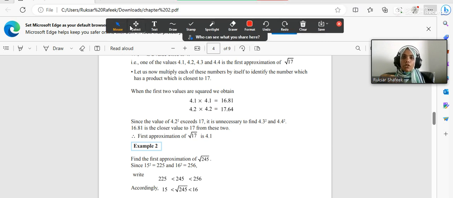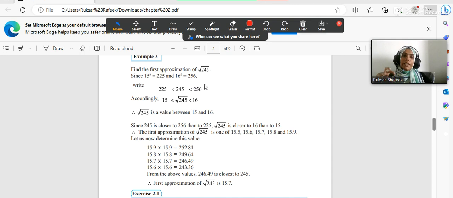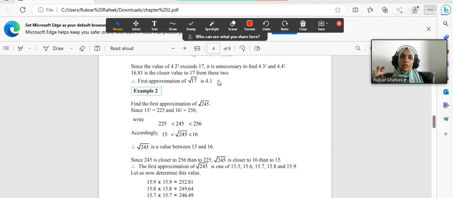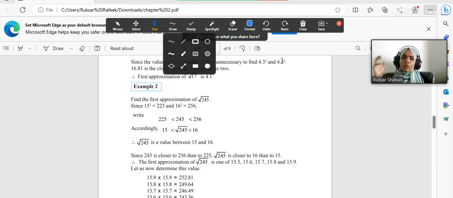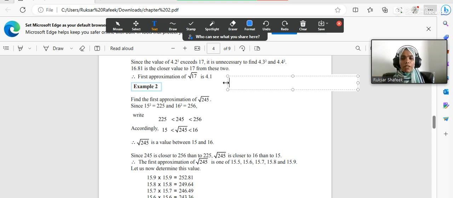So when it comes to example 2, you have 245. So when you talk about 245, once again, you have to figure out what's the closest square number. Now, let's say you're not sure. Okay, you don't know the square numbers. 245 is a big number. So then what happens is you just randomly multiply a few numbers. You multiply 12 times 12 and check, okay, 12 times 12 is 144. So no, I have to think of a bigger number.